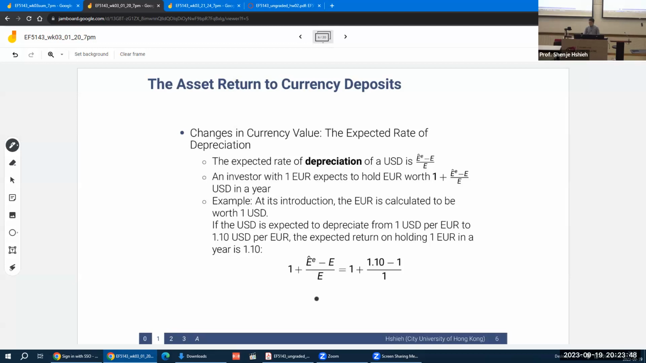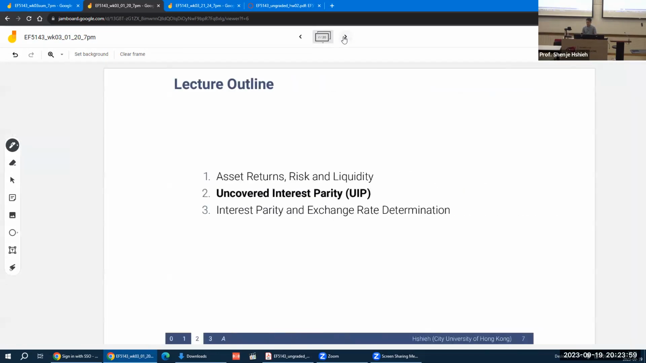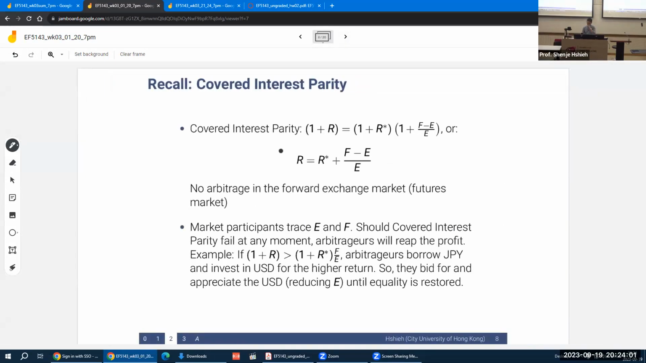This is just going over understanding how changes in currency value given this expected depreciation of the home currency. So I'm going to skip this and go directly to what I wrote earlier. This is the covered interest rate parity. We can get this simplified version if we multiply everything out and omit the R star times F minus E over E, because a small number times a small number gives you a very small number.